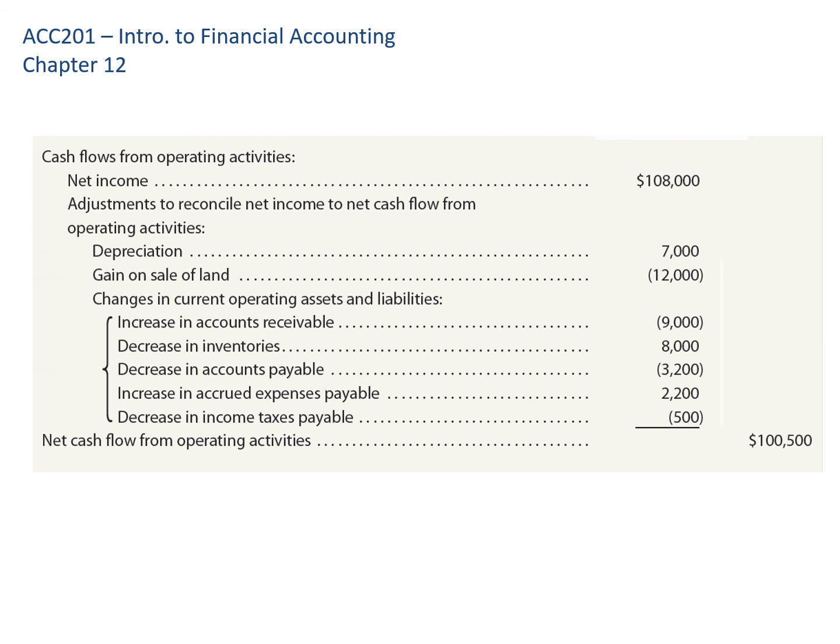So I add all those numbers up, and that's going to give me the net cash flow from operating activities. So remember, when we look at the changes in current operating assets and liabilities, we ignore cash at that point because we're going to solve for cash at the end of this statement here.